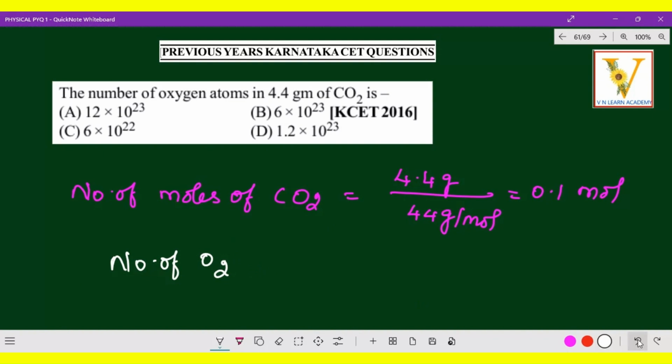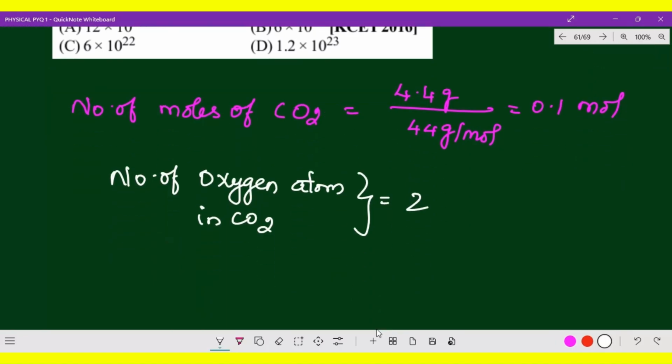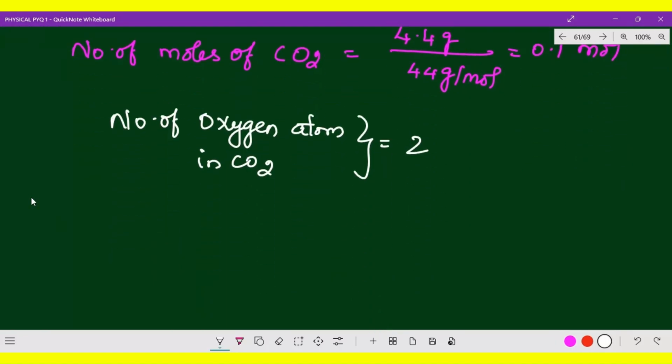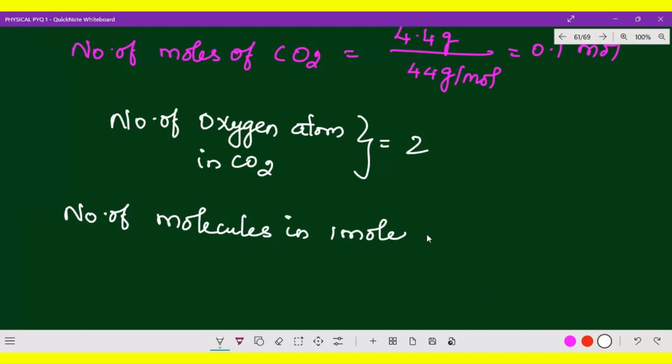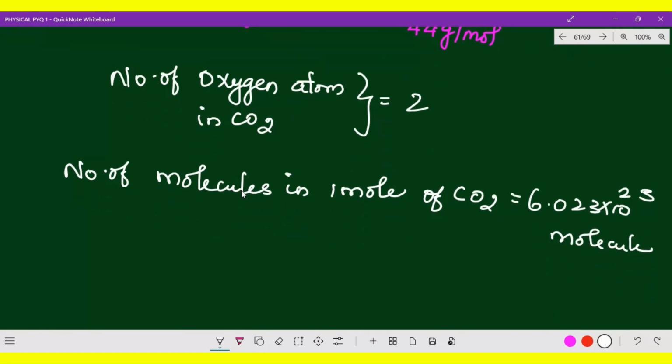Number of oxygen atoms, because that is the atomic form. In carbon dioxide, CO2, there are 2 oxygen atoms. The number of molecules in 1 mole of carbon dioxide is 6.023 into 10 to the power of 23 molecules. That is for 1 mole. Here we got 0.1 mole only.